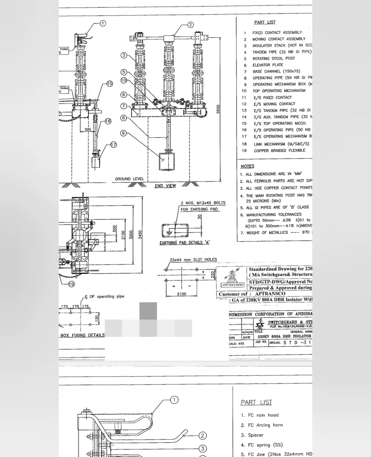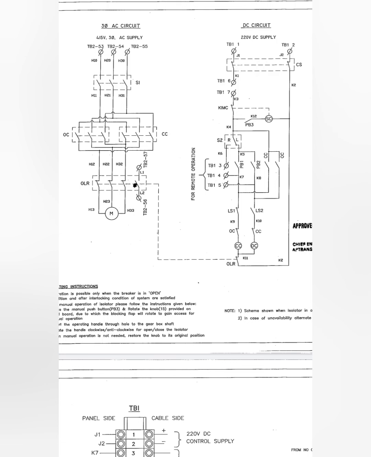So these are all the parts of your isolator and earth switch. So the fixed assembly and everything has been given. So this is your circuit diagram of your operating mechanism box. So in here the AC circuit and DC circuit have been given.